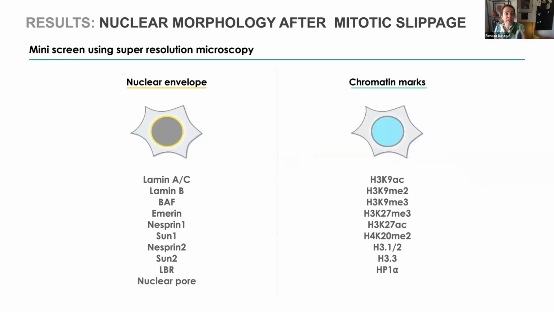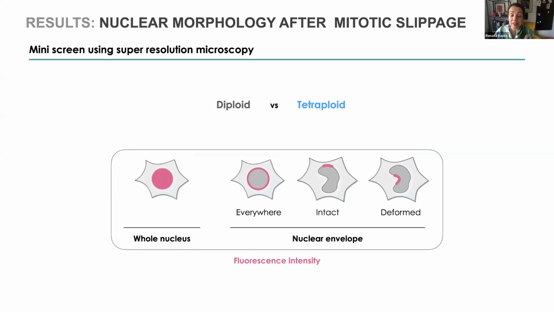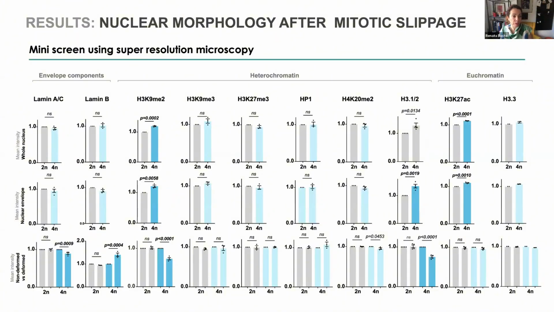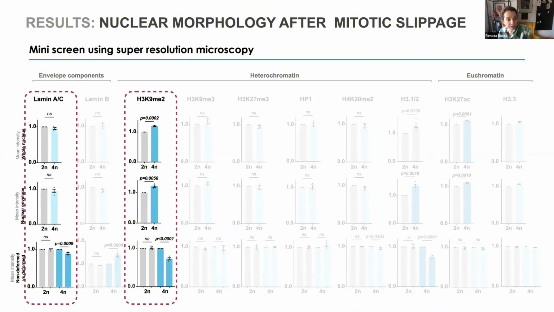And so to try to understand how these softer nuclei are assembled by failing mitosis, Simon decided to perform a mini screen using super resolution microscopy to compare nuclear envelope markers and chromatin markers between diploid and tetraploid cells, taking into consideration the fluorescence in the whole nucleus, around the nuclear envelope, or in regions that are intact or deformed. I'm not going to go through all this data, just to highlight that there were very interesting differences found with lamin C and with H3K9 dimethyl.